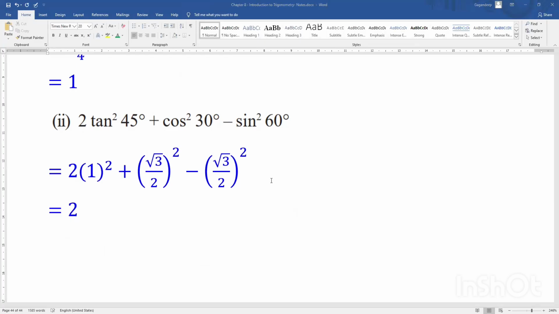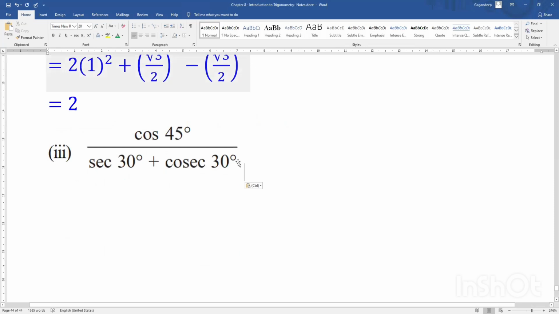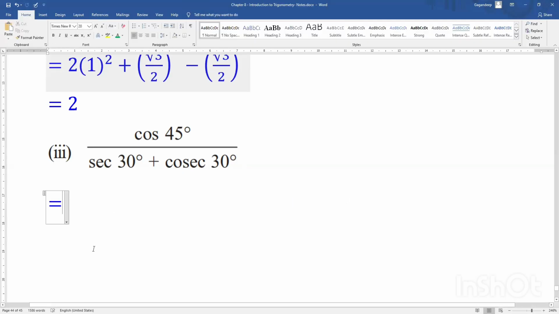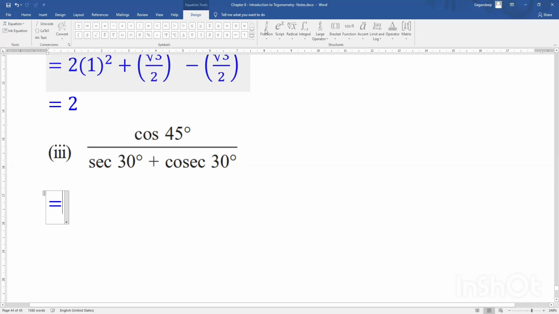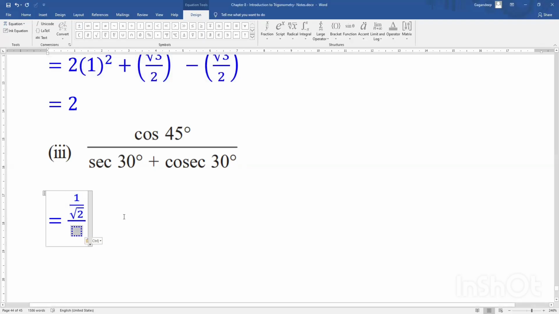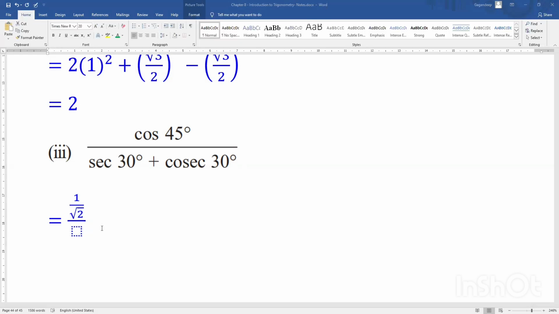Then I go for the third question. We have cos 45 degree by secant 30 degree plus cosecant 30 degree. You should be very careful while you solve this problem. Now you have got a fraction. First I write the equal sign here, and then let's put the numerator and denominator. What is cos 45? Cos 45 is 1 by root 2, so I'm going to write 1 by root 2. And in the denominator, secant 30. What is secant 30? It is 2 by root 3.